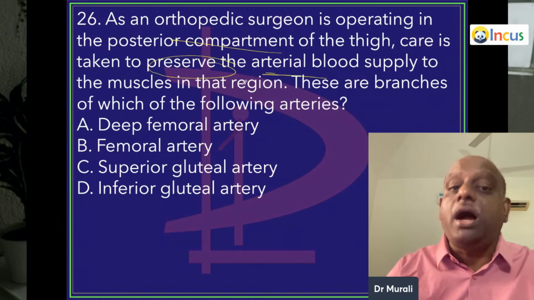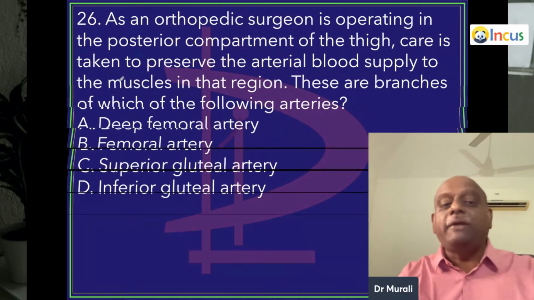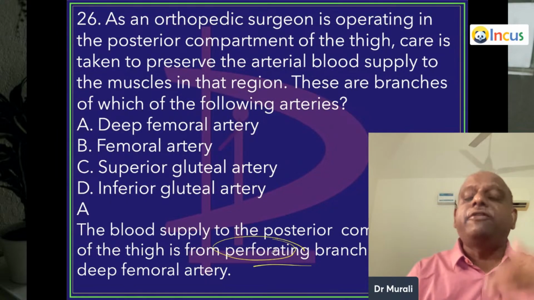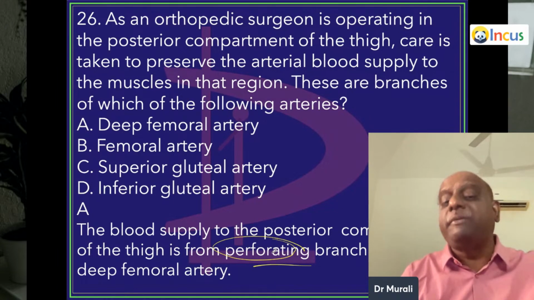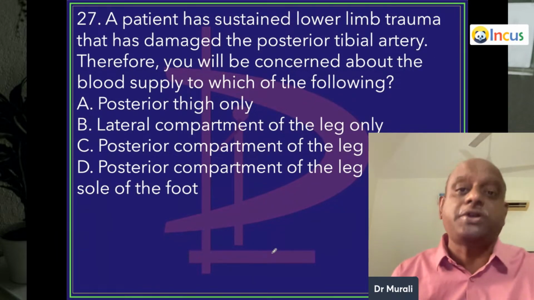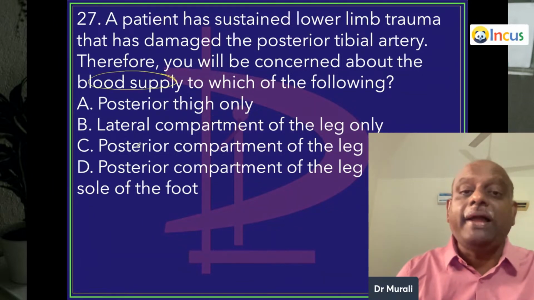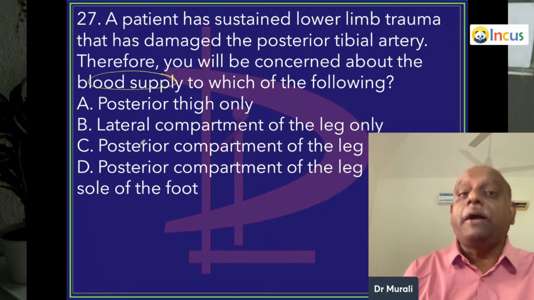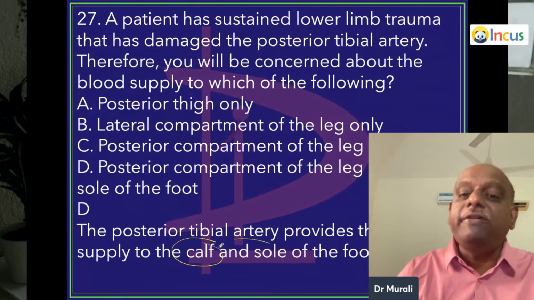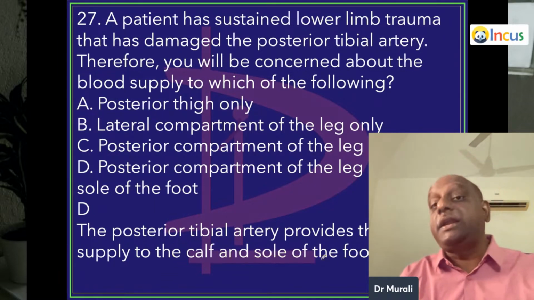You need to preserve the arterial blood supply of the muscle in the area. So what is the blood supply of the posterior compartment? The posterior compartment is supplied by the perforating branches of the deep femoral artery. Profunda femoris is what you should remember. The calf and sole of the foot are also supplied by the posterior tibial artery.